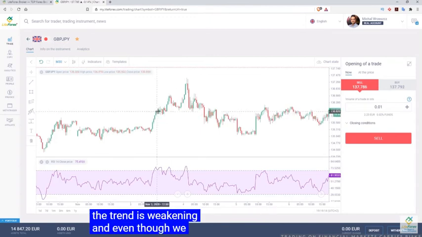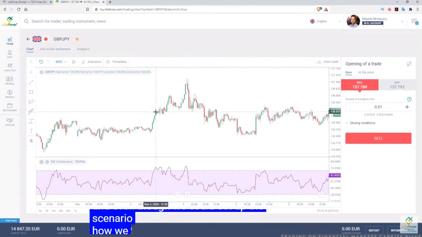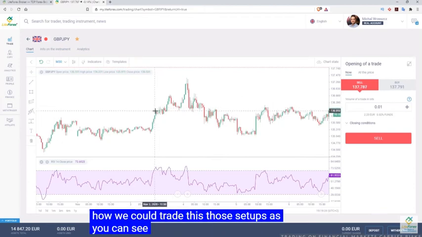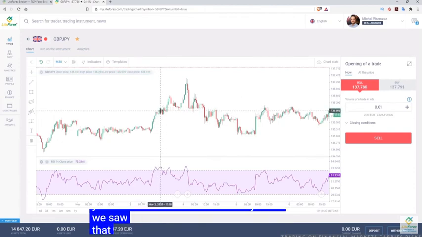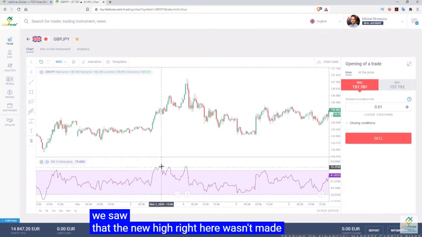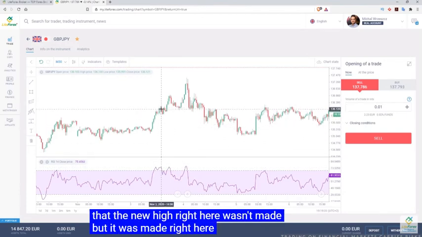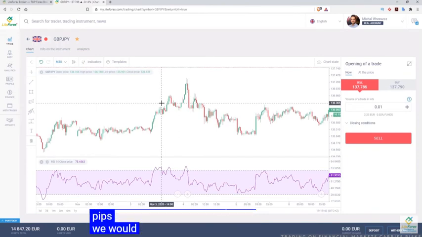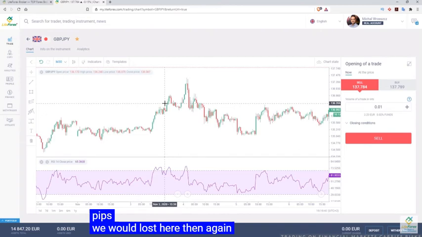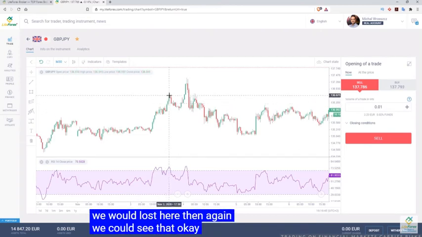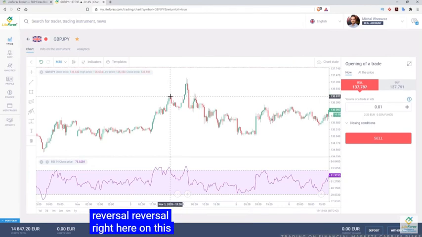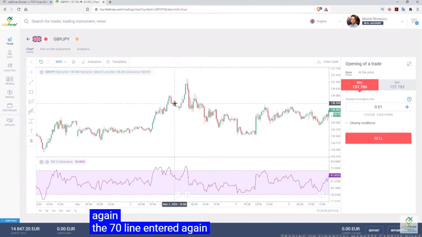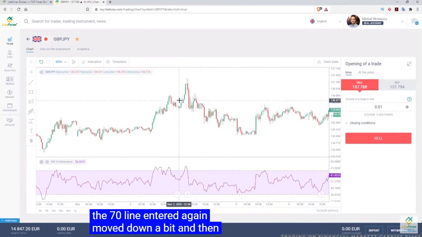And even though we could set up this scenario, how could we trade those setups? As you can see here, we could even try when we saw that the new high right here wasn't made, but it was made right here. We could take a trade, and would be stopped out a little bit above. So for example, 20 pips we would lose here. Then again we could see that there is a reversal right here on this candle. We crossed again the 70% line, entered again, moved down a bit, and then again upwards.